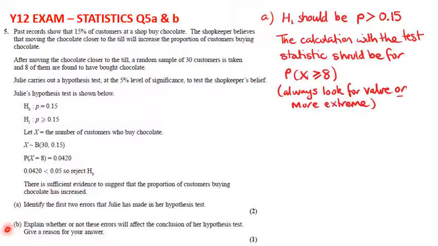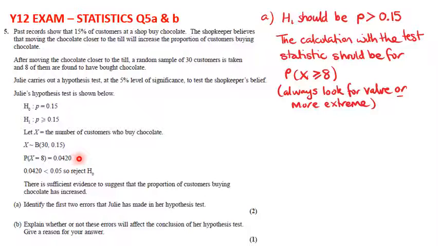So in part B, it says explain whether the errors will affect the conclusion. We can't tell immediately from here. If this probability that it was equal to 8 was greater than 5%, then she wouldn't have rejected the null hypothesis. And if that had been the case, then the probability that x is greater than or equal to 8 would also have been greater than 5%, and we would have had the same conclusion.